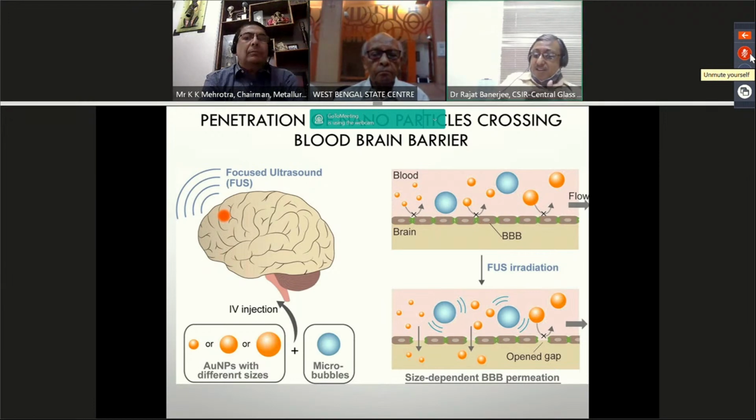But if there is a disease and you need to send a foreign material, then you have to use focused ultrasound and an intravenous injection to stretch that blood-brain barrier. The holes open up a little bit, and then the nanomaterial goes inside and targets the drug to the brain cancer. Particularly, it is gold nanoparticles with different sizes. They go there, hit the cancer cell, and kill it.